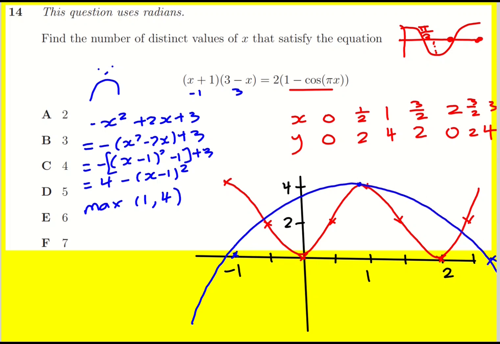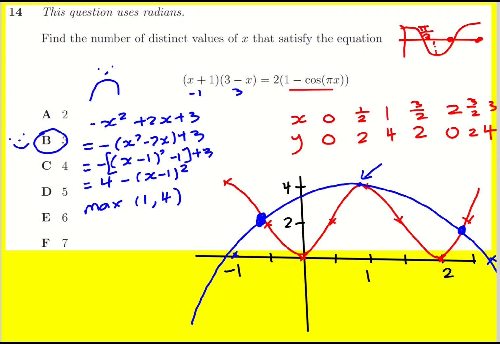Okay, and that is basically what we need to work out the distinct values of x. There's going to be definitely 1 here, and then nothing in between until we get to this region here, and then 1 here as well. So when I did it, I just read straight off and said it's going to be 3, and that ends up being the correct answer.